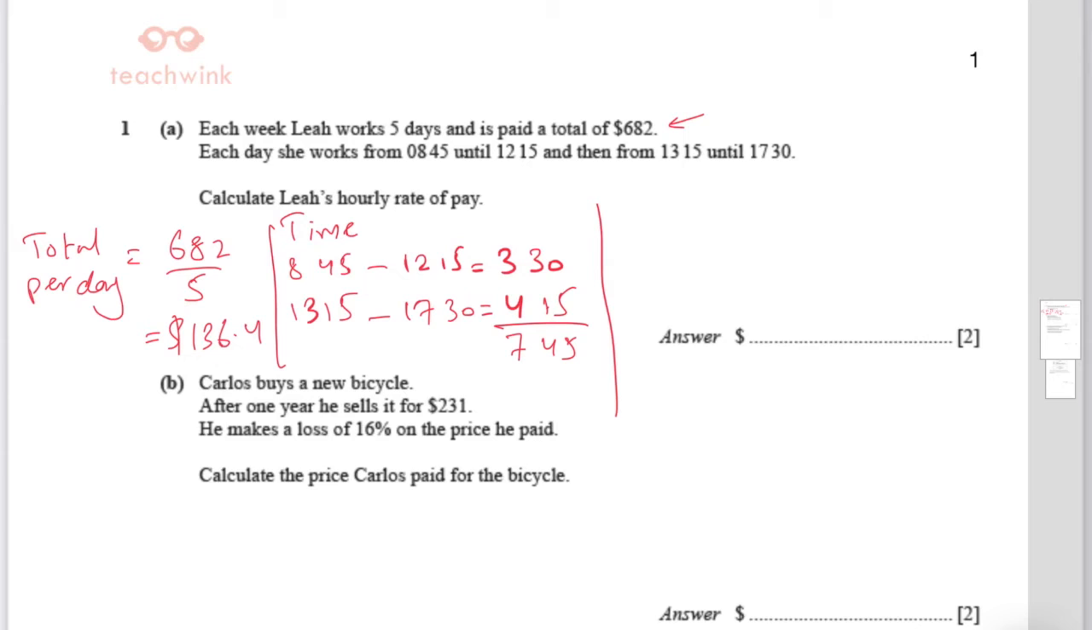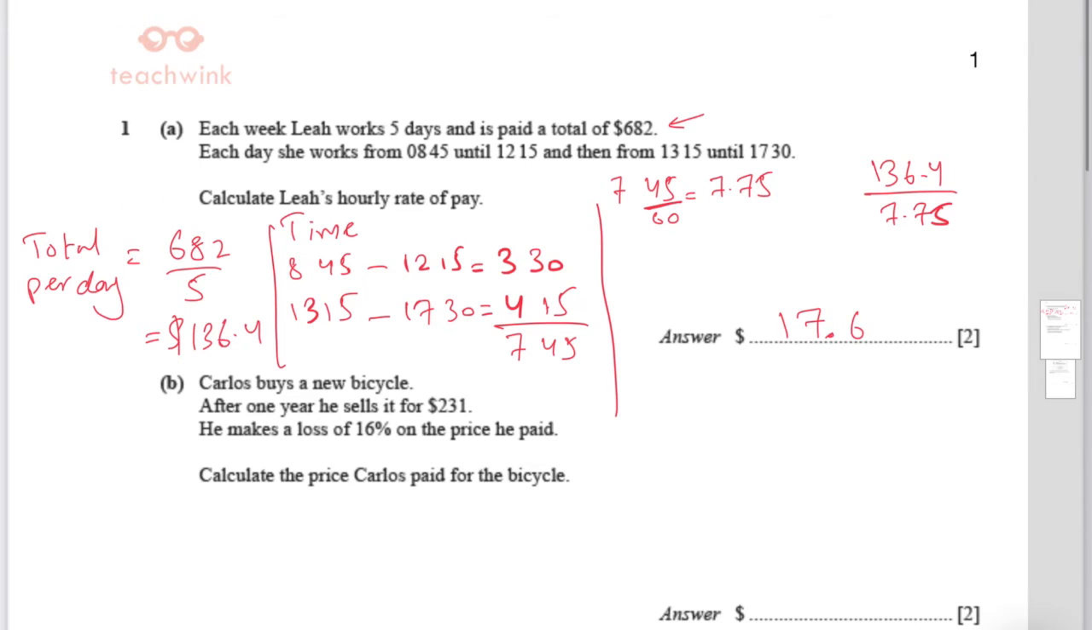Let's convert 7 hours and 45 minutes to decimals. It is 7.75. How do we get 7.75? Because we divide 45 by 60. So she works 7.75 hours each day. The total amount that she earns in a day is $136.4. Divide that by 7.75 to get the hourly rate. 136.4 divided by 7.75 gives us $17.6. That is her hourly rate.